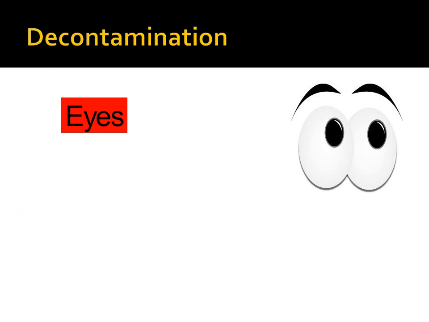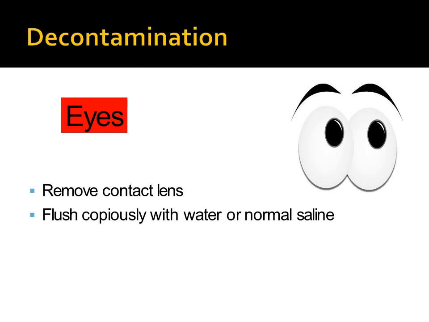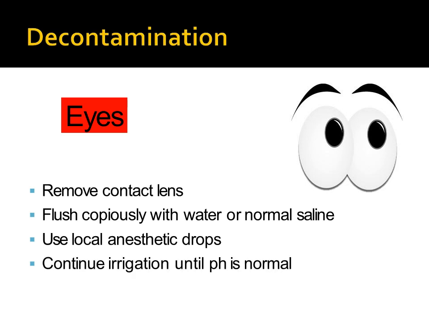Next is the decontamination of the eyes. Whenever there is a splash into the eyes, the best method is to give a huge amount of water or normal saline. Just wash it copiously after removing the contact lenses. This will be enough for decontamination of the eyes. You can use local antiseptic drops. And if the person is suffering from any kind of pain, you can give analgesics. Mostly paracetamol is usually given.